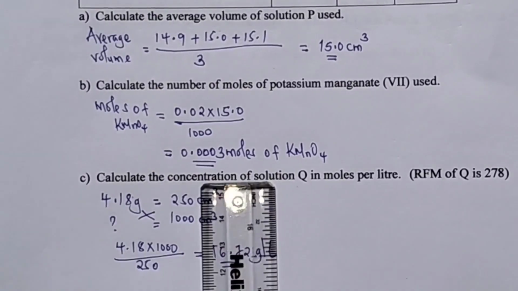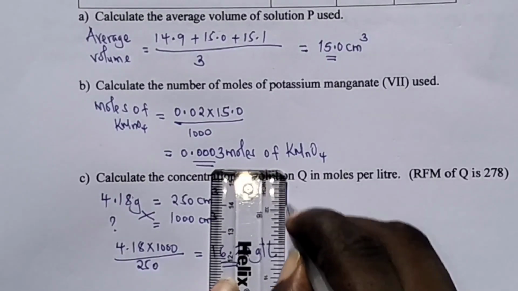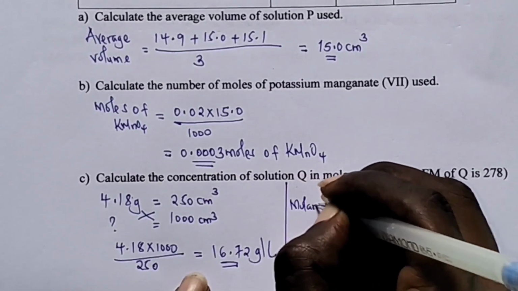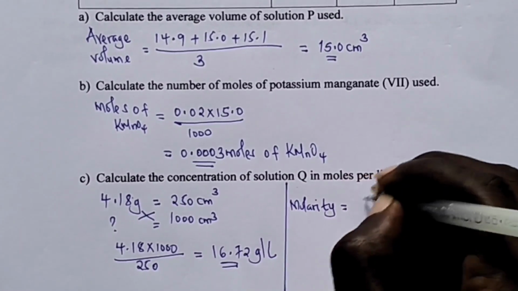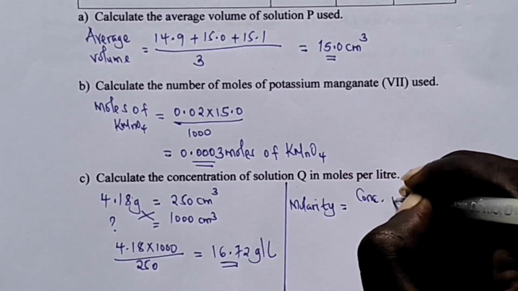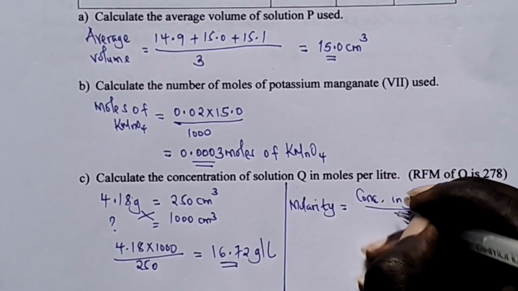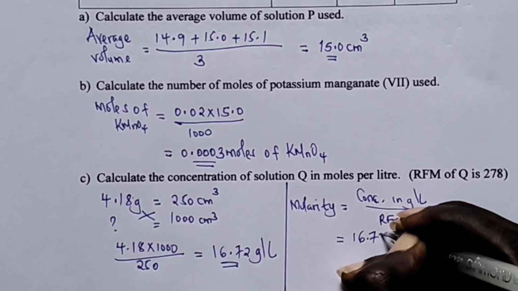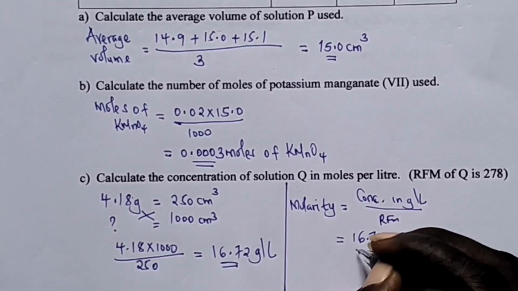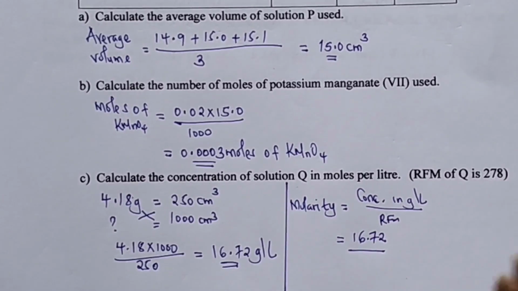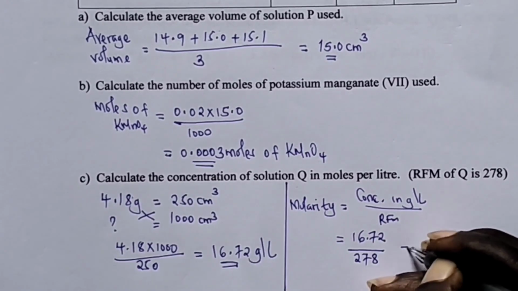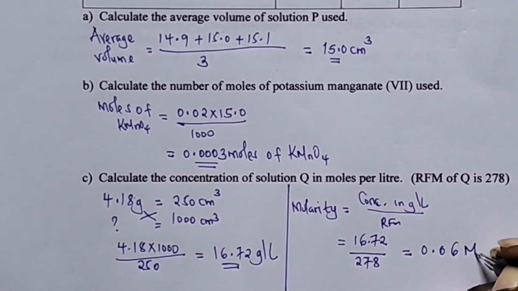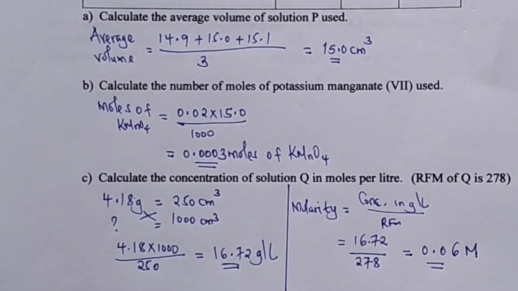So next we can look for the molarity. Remember, molarity is given by concentration in gram per liter divided by the RFM. So here we have 16.72 as our concentration in gram per liter, divided by the RFM of Q. The RFM of Q is 278. So here the molarity that we are going to get will be 0.06 mole. That will be our molarity. So we have calculated part C.